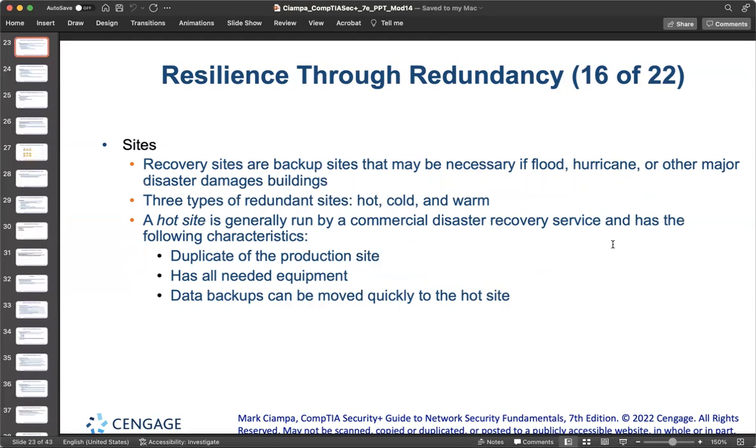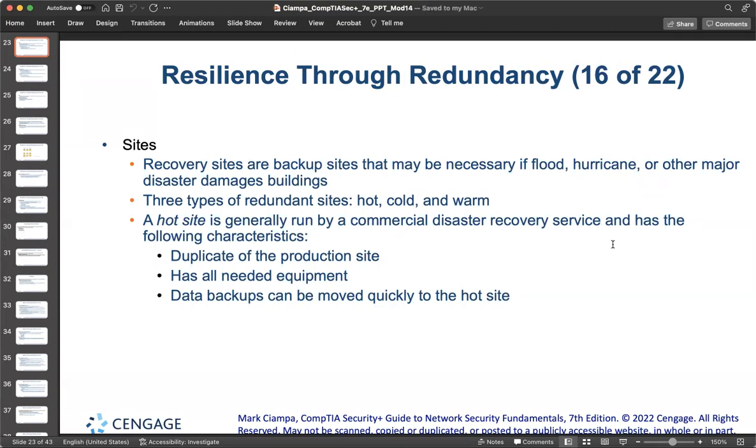One more thing that you can do for resiliency is have a redundant site as a whole. If we're talking about devices, right, so far, how about having a complete site as a redundant site? These recovery sites are backup sites and may be necessary if a huge disaster physically impacts the building. There are three types of redundant sites. You have the hot sites, cold sites, and the warm sites.